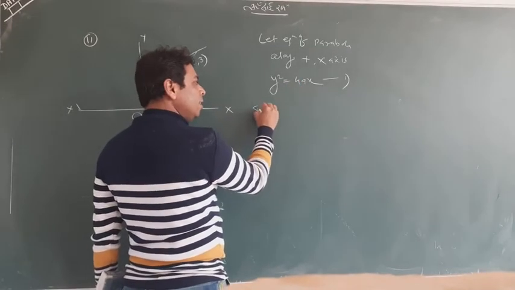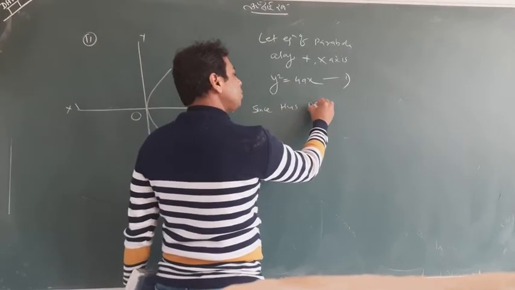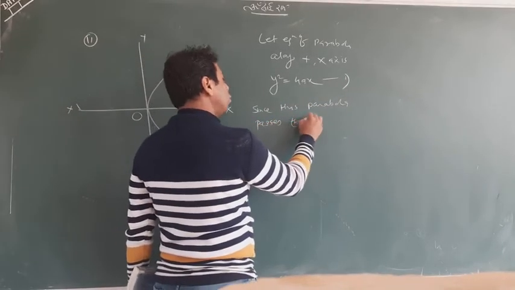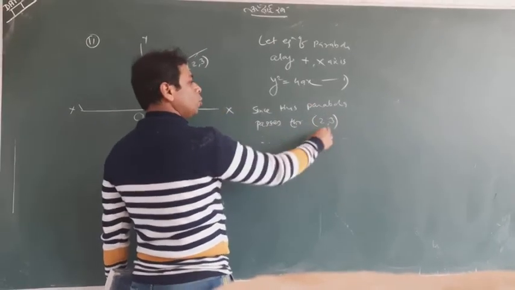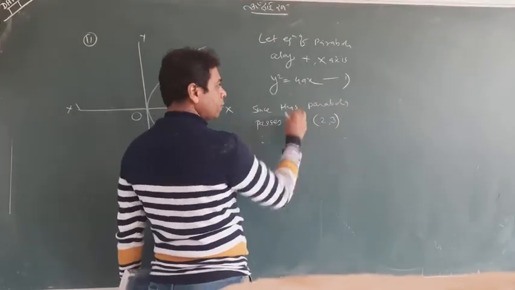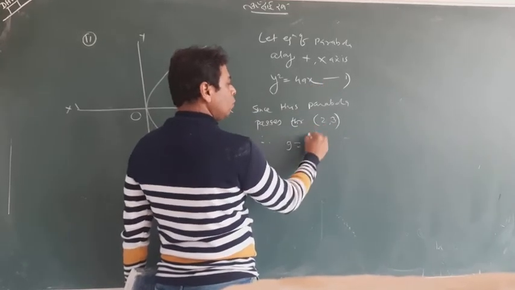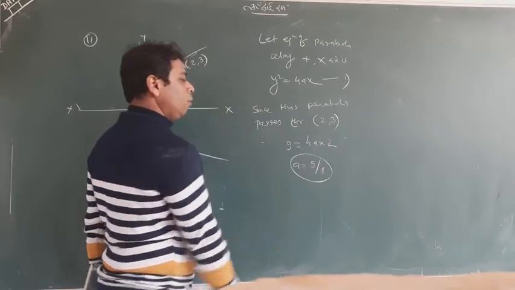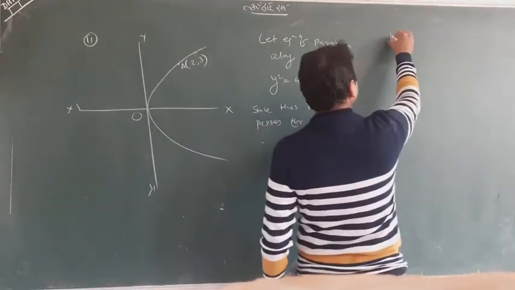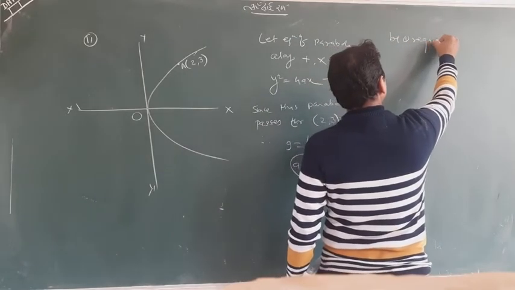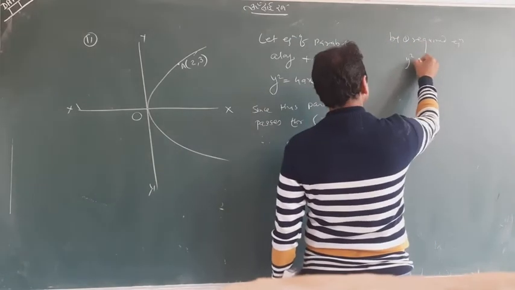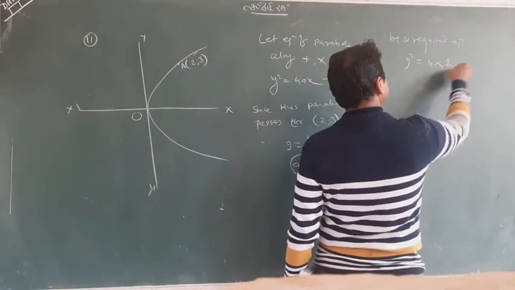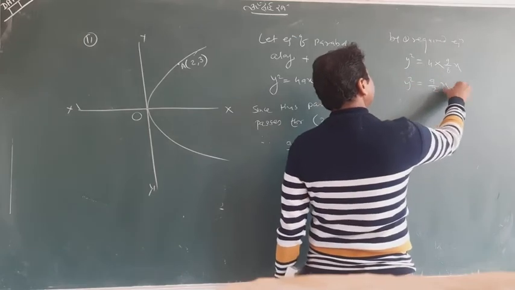So this point will satisfy this equation. I will write here, since this parabola passes through the point (2, 3), it will satisfy that. Meaning 3 squared here is 9, and 2 here, 2 times 4 is 8, meaning a will be 9 by 8. You got a equal to 9 by 8. Put it again in equation 1. The required equation is y squared equal to 4a, meaning 9 by 8, times x. You have it like that, and this is the answer.